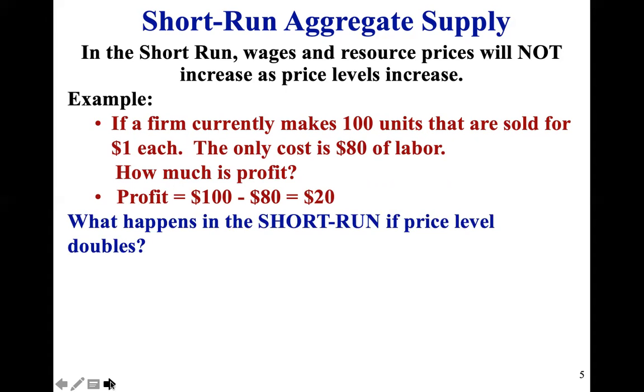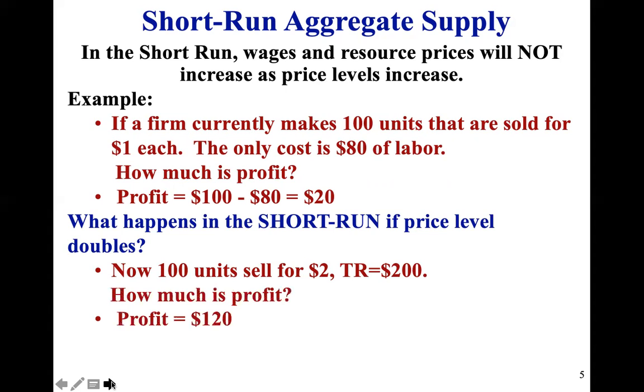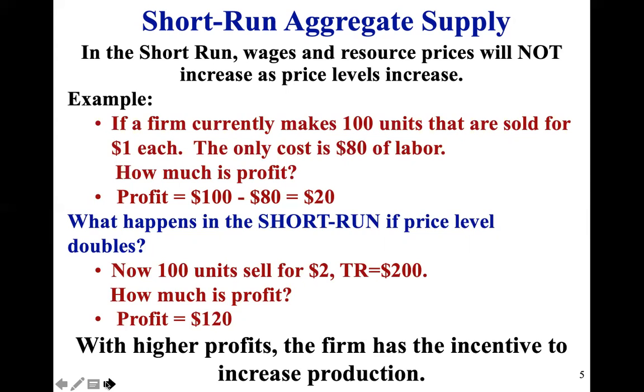In the short run, if the price level doubles, what's going to happen for this firm? Well, if the price level goes up, now they're going to still produce 100 units for $2. So their total revenue becomes $200. What's their profit now? Their profit's $120. $200 total revenue minus $80 in labor costs equals $120. So as you can see, with those higher profits, firms are going to have an incentive to increase production. Because those wages stayed the same, profit has gone way up. So this firm and their competitors are getting signals to produce more because the profits have increased so much.